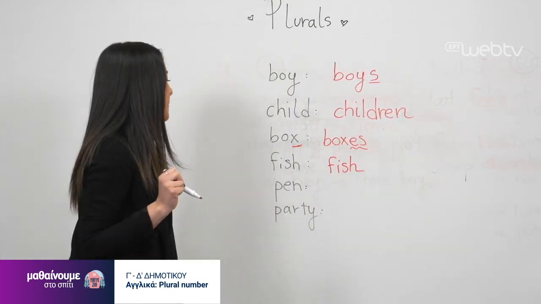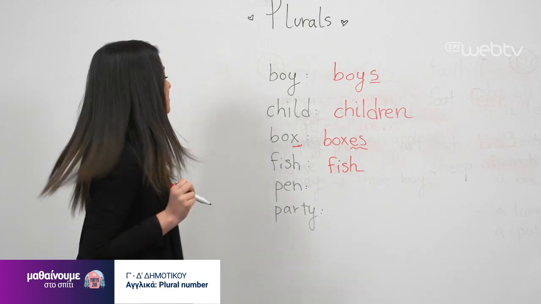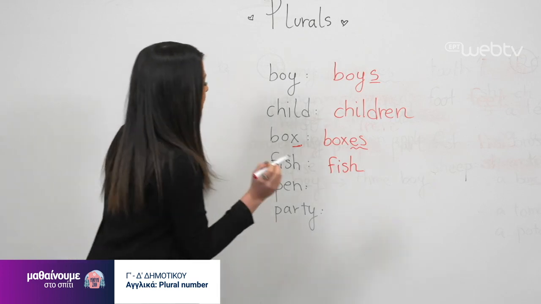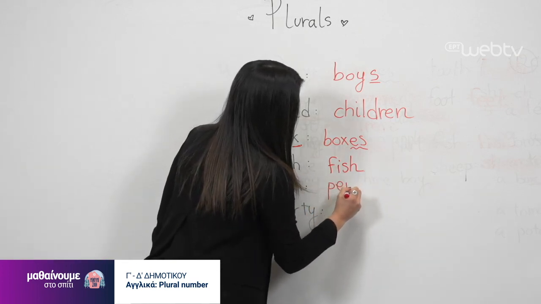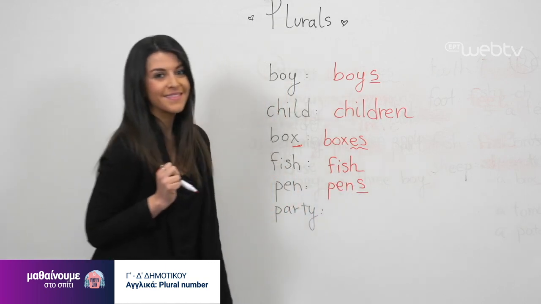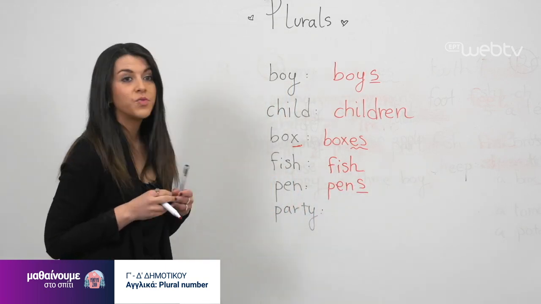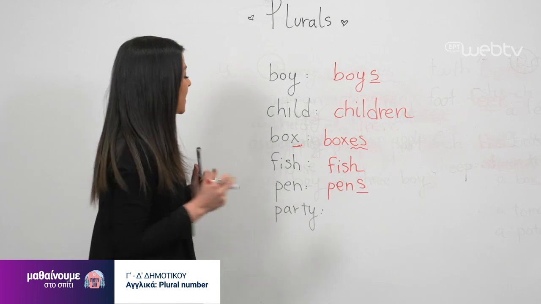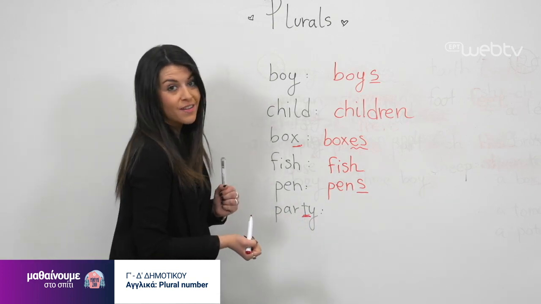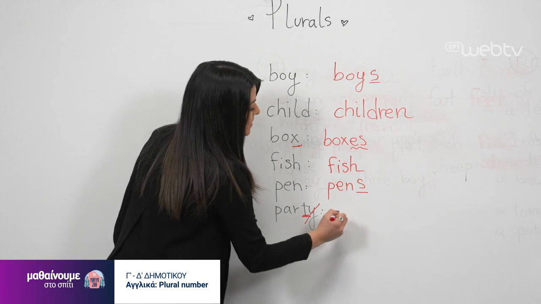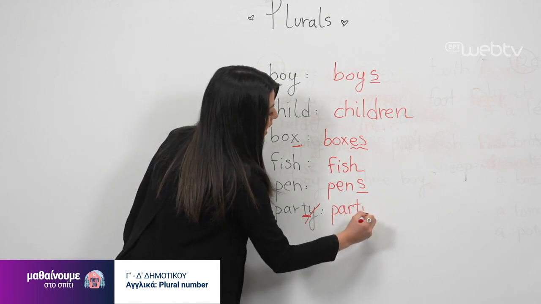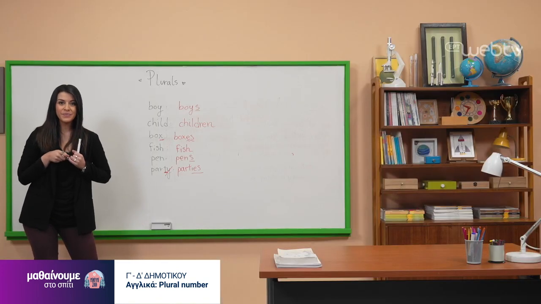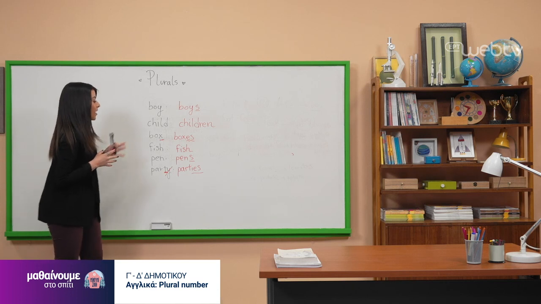Now, pen. What happens to pen? I think it's easy. Pen, you just add an S. Pens. Okay? And then the last one over here, party. Party has a consonant over here, like we said. So we erase the Y and we put I-E-S. Parties. Okay? So you see some examples? Okay.